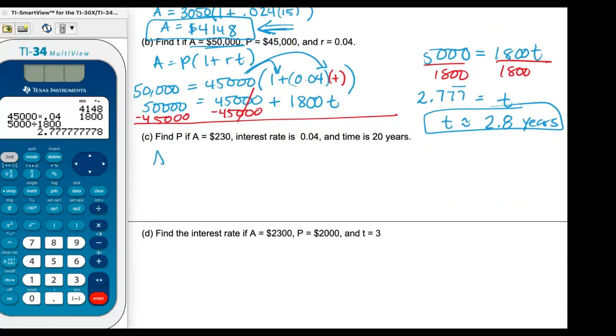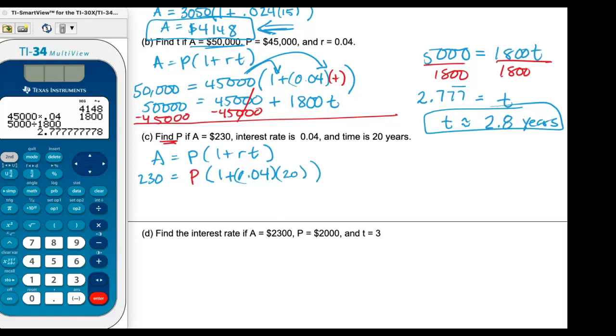so I'm going to start off the same way I did before. A equals P times 1 plus RT. Now in this one, we're finding P. So P is what we don't know. So A is $230. And then 1 plus our rate is 0.04. So that's nice. They already converted that to a decimal. And then time is 20 years.